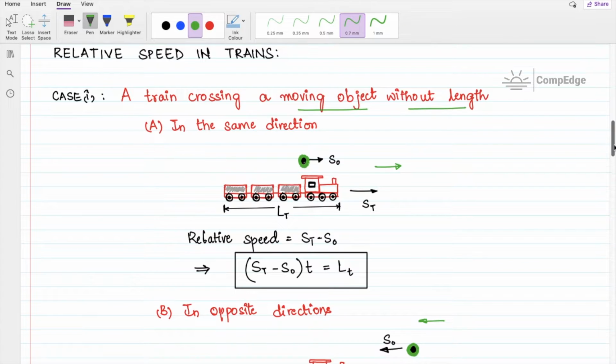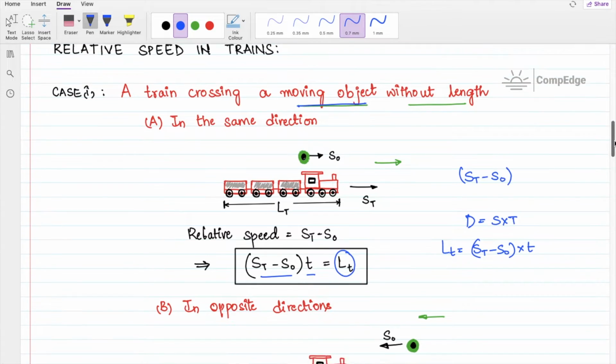In the case when the object is moving in the same direction as the train, from the previous class we have seen that when two objects are moving in the same direction, their relative speed becomes the difference of their speeds. So their relative speed becomes st minus so. The length of the train is the distance the train travels in order to cross this object. So the distance is LT and the time taken is t. Using the same relationship again, d is equal to s into t, we can write the length of the train is equal to the relative speed into time taken. This will be the relationship when the train crosses a moving object in the same direction.